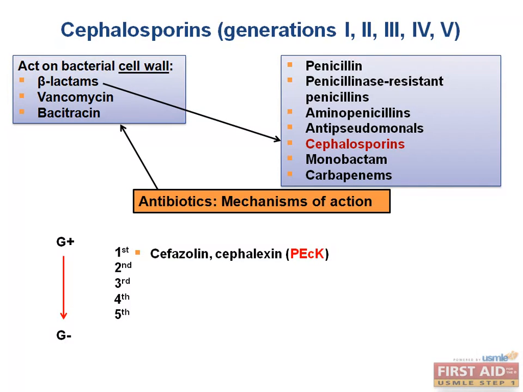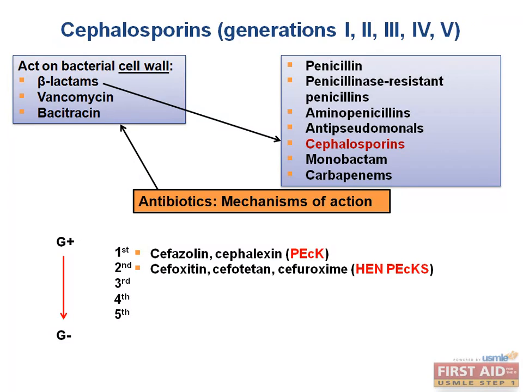Again, first-generation cephalosporins affect gram-positive cocci, as well as Proteus, E. coli, and Klebsiella. PEC, which I've written on the screen for you, is a mnemonic to help you remember these extra organisms, namely Proteus, E. coli, and Klebsiella.